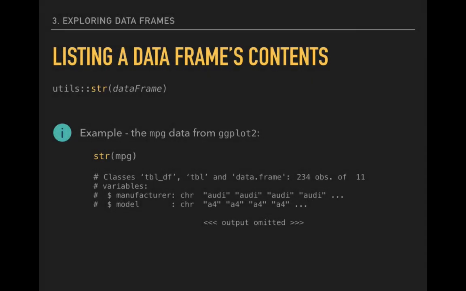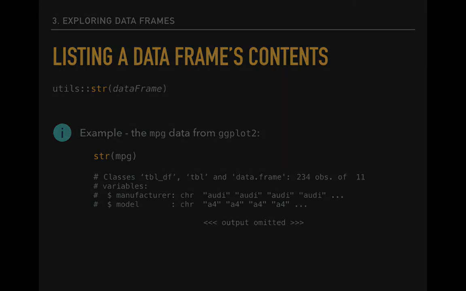If we want to get a sense of what is in our new data frame, we can use the structure function. This will list variable names, their type, such as numeric or character, and give some example of the type of values that each variable contains. The output also lists the total number of observations present in our data frame.